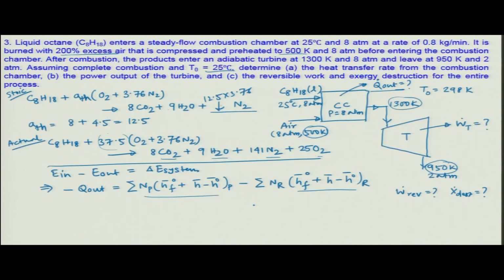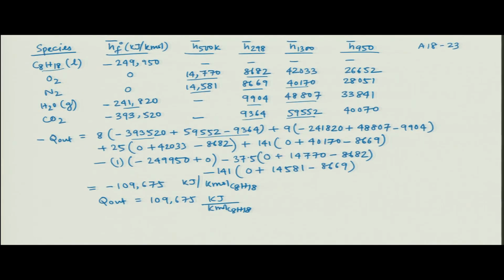Now, if you look at it, the rate of supply of octane is 0.8 kg per minute. Okay. So, octane is entering at 0.8 kg per minute. So, m dot is 0.8 kg per minute. So, you can find the rate of supply of octane in kilomole per minute. So, n dot in kilomole per minute will be m dot divided by the molecular weight of octane. So, this is 0.8 kg per minute divided by the molecular weight of octane, C8H18.